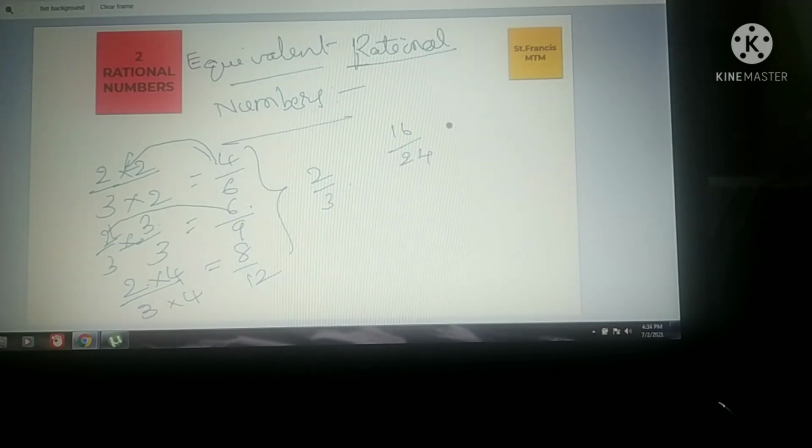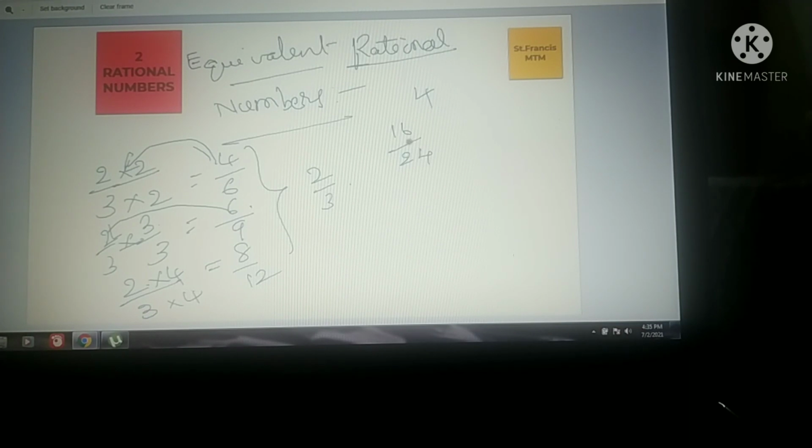Understood? Suppose I take the rational number 16 by 24, and I want to reduce this one. This is a bigger fraction, a bigger rational number. So I want to reduce this one. How to do it? Find the common factor of this rational number. What is the common factor? You can say 4, right?